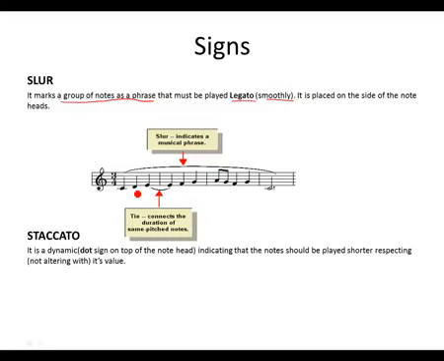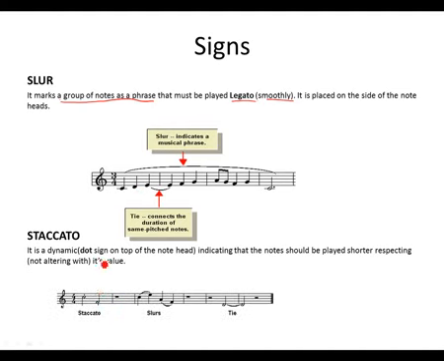Staccato is a dynamic, a dot sign on top of the note head. It's different from a dot. Remember, a dot extends a note by half of its value, but a staccato indicates that the note should be played shorter, respecting, not altering, its time value. This is a staccato, a slur and a tie.